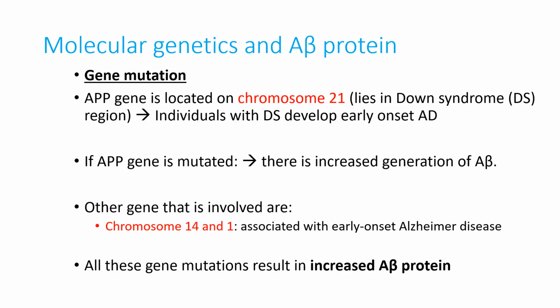A few gene mutations are associated with early onset Alzheimer's disease, such as the APP gene mutation, which is located on chromosome 21, and this is associated with Down syndrome. Individuals with Down syndrome can develop early onset Alzheimer. Other genes that are involved are on chromosome 14 and chromosome 1, which are also associated with early onset Alzheimer.